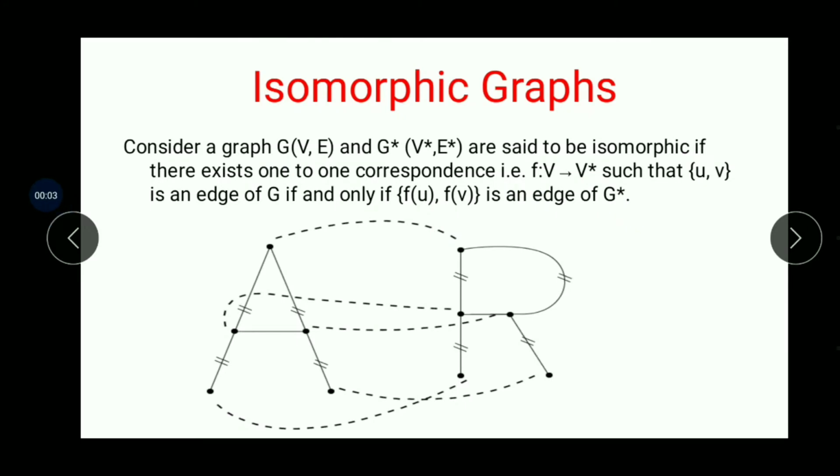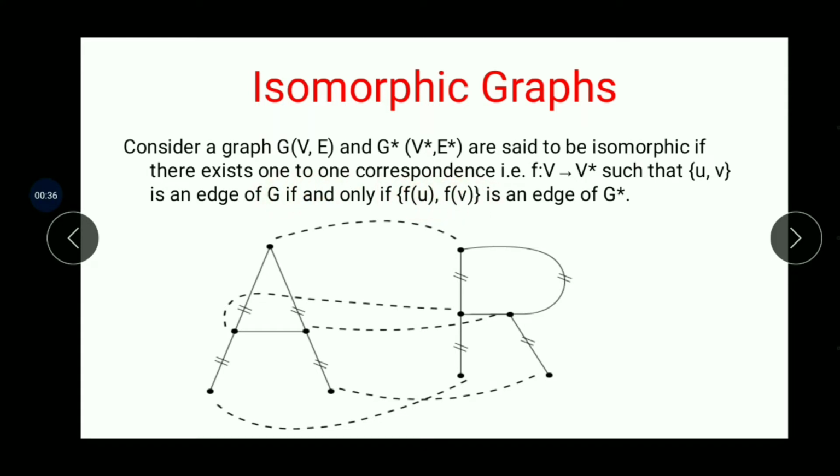Hello students, so let's talk about isomorphic graphs. What are isomorphic graphs? Two graphs are said to be isomorphic if there exists a one-to-one correspondence, that is, a function from the vertex set of a graph G to the vertex set of the graph G star, such that an edge of G is mapped to an edge of G star.